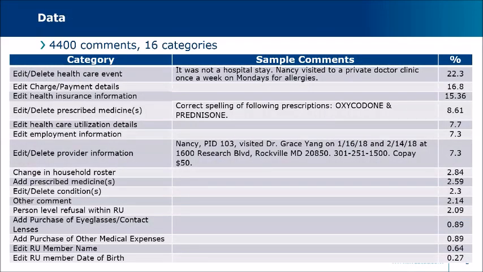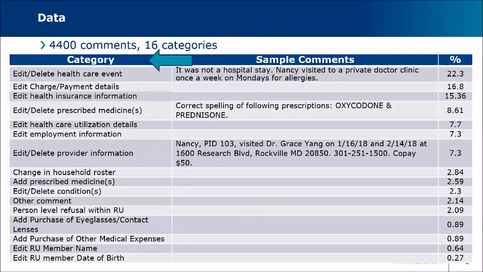So the data we have: 4,400 comments for this case, which are labeled into 16 defined categories. The table you see here, the first column is the category we have, and the second column is sample comments we have. So we use comments to predict the category for the sentences. And the third column is the percentage of the comments in each category. This table is actually sorted by the percentage.